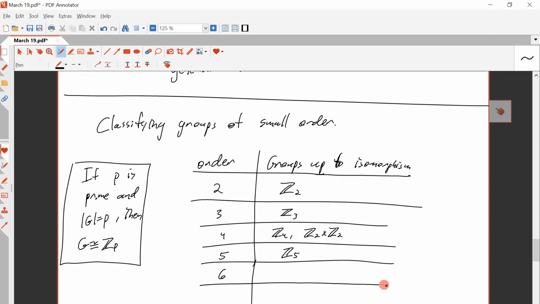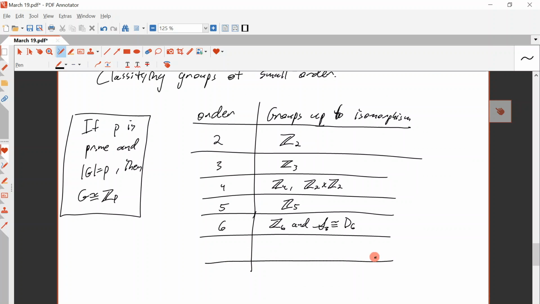Groups of order 6, the first non-prime there. Well, aside from 4, the first non-prime that doesn't have just abelians. There was Z6 and S3, which is the same as D6. Order 7, there was Z7.